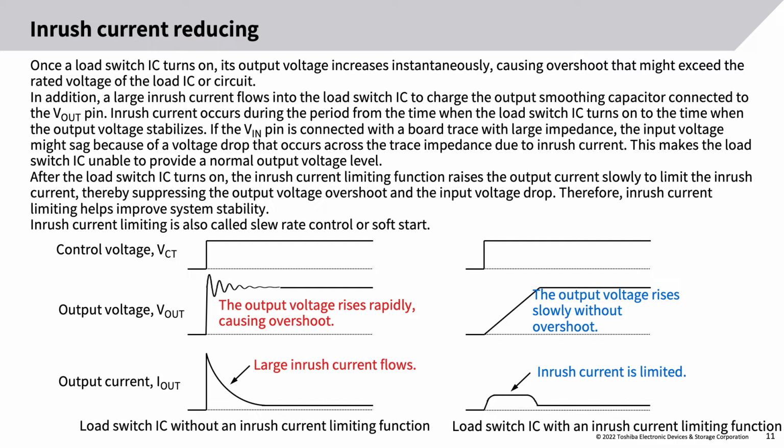After the load switch IC turns on, the inrush current limiting function raises the output current slowly to limit the inrush current, thereby suppressing the output voltage overshoot and the input voltage drop. Therefore, inrush current limiting helps improve system stability. Inrush current limiting is also called slew rate control or soft start.